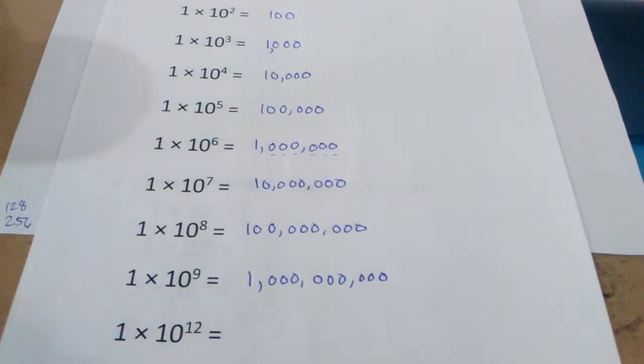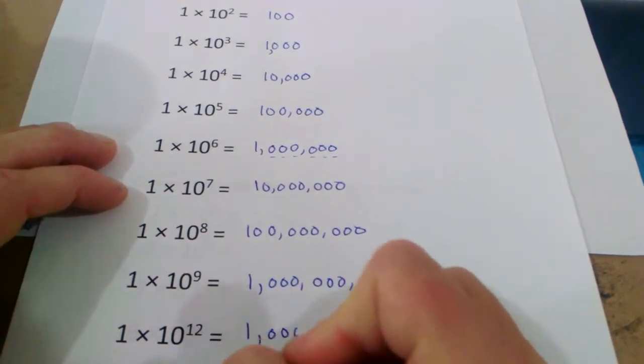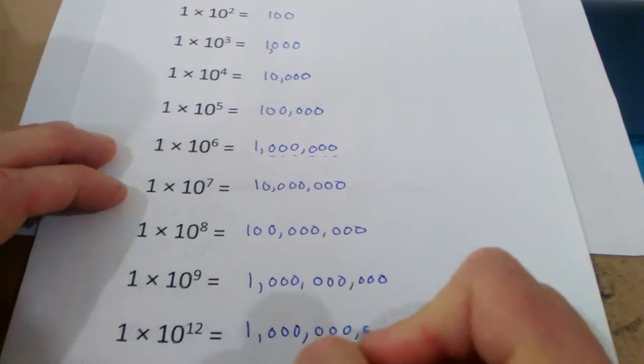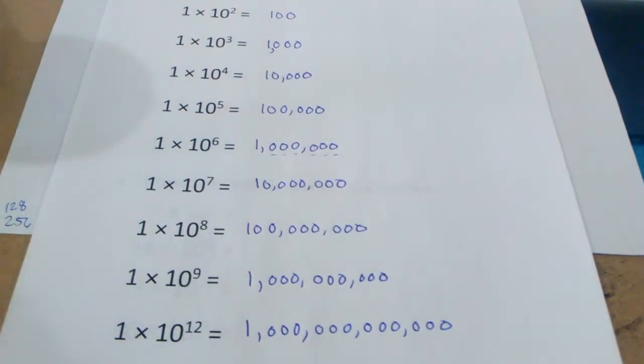And then just to demonstrate the point here, 1 times 10 to the 12th. This is going to be 1 trillion. 12 divided by 3 is 4. We're going to have 1 followed by 4 sets of commas. So that's how we do exponential notation.